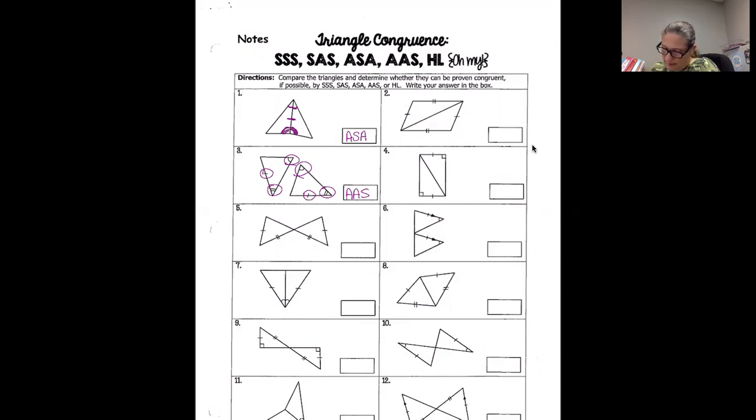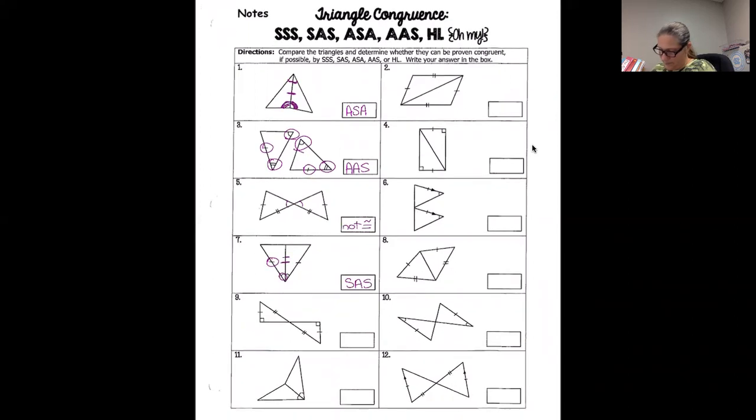This is a side and a vertical angle. We don't have a side angle. So these two triangles are not congruent. We have side, angle, common side. So side, angle, side. Taking a look at number 9, we have a right triangle. So we have a hypotenuse congruent to a hypotenuse and a leg and a leg. So this one will be hypotenuse leg.